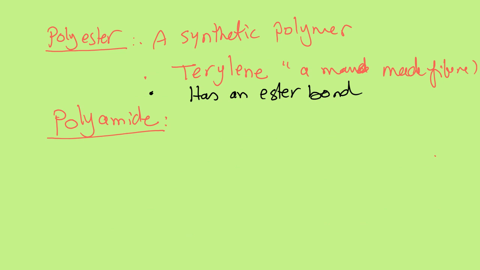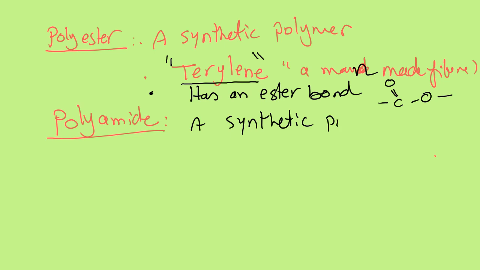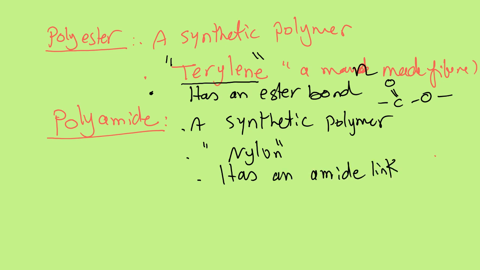So the polyester is a synthetic polymer. We have an example for the polyester, which is terylene. It's a man-made fiber, and it has an ester bond in the structure. Polyamide is also a synthetic polymer. Synthetic polymer means it's a man-made polymer. The example of polyamide is nylon. And this one has an amide linkage. And what is amide? I will show you now.